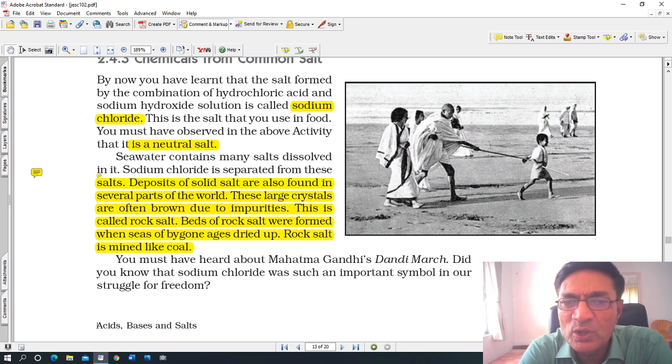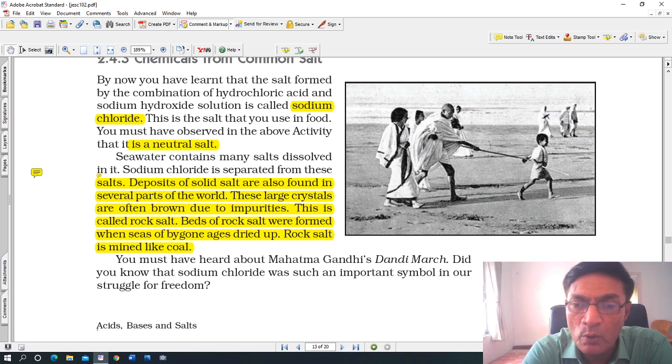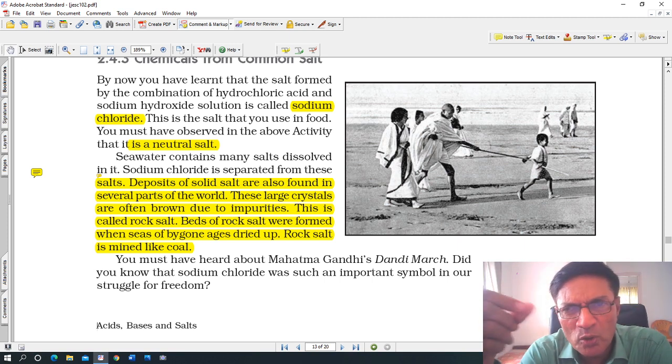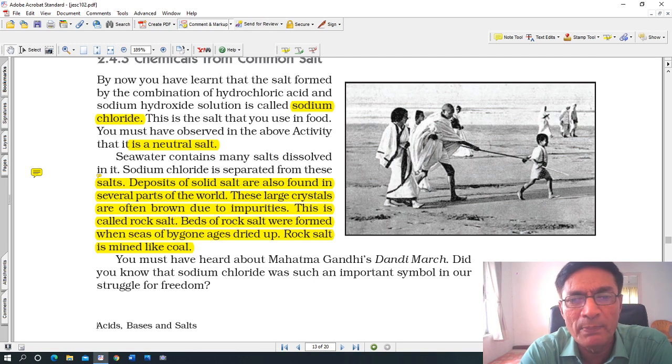Seawater contains many salts dissolved in it. Sodium chloride is separated from the salt which is obtained. Otherwise, the seawater contains lots of salts. Deposits of solid salt are also found in several parts of the world. These large crystals are often brown due to impurities. Pure salt is white in color, but since there are lots of muddy impurities, it appears to be brown in color. This is called rock salt.